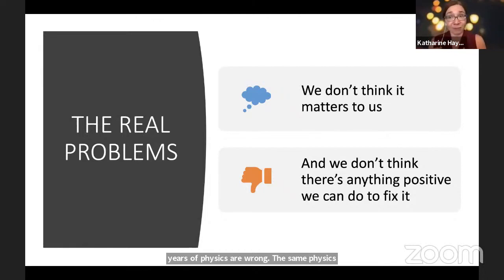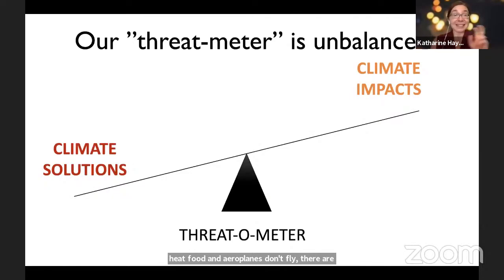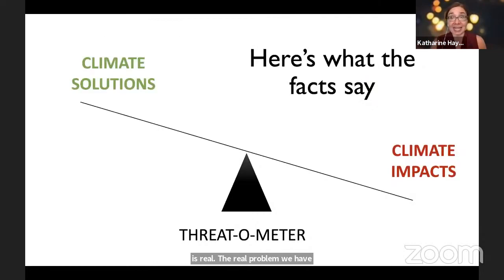The real problem we have is we don't think climate change matters to us, and we don't think there's anything we can do to fix it. To put it another way, our threat meter is unbalanced. We think the climate solutions are bad, and we think the climate impacts are far off and they don't really matter. Whereas in fact, what the data says is climate solutions are good for us, short-term and long-term. They clean up our air. They give us clean water. They create jobs. And climate impacts are bad for us, and they're right here, right now, too.